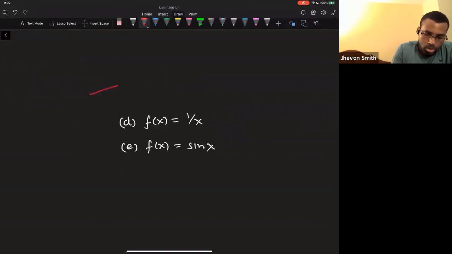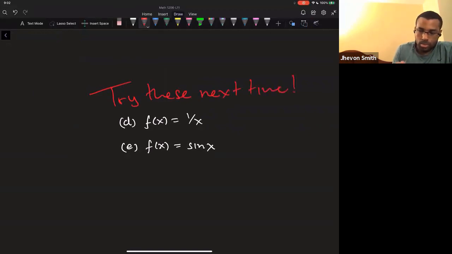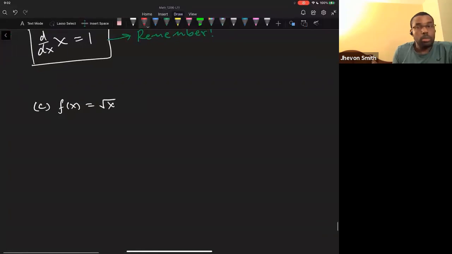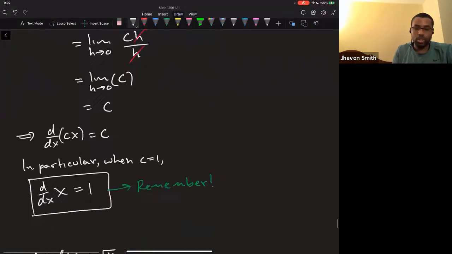Try these for next time. Find f prime using limits. But let's look at the radical x, just to wrap up the night with something not as trivial.